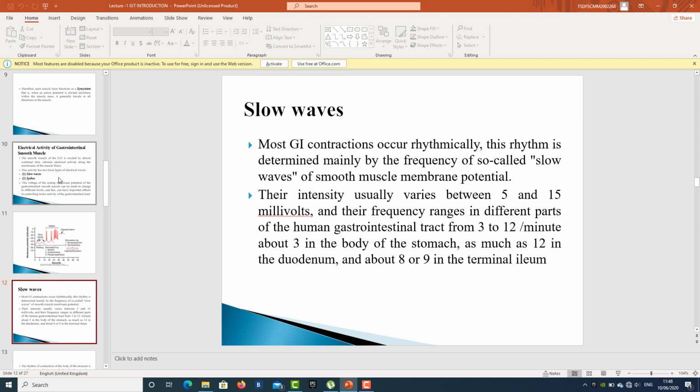Most of the gastrointestinal contractions occur rhythmically, and this rhythm is determined mainly by the frequency of so-called slow waves of smooth muscle membrane potential. Their intensity usually varies between 5 and 15 millivolts, and their frequency ranges in different parts of the human gastrointestinal tract from 3 to 12 per minute, about 3 in the body of the stomach, as much as 12 in the duodenum, and about 8 to 9 in the terminal ileum.